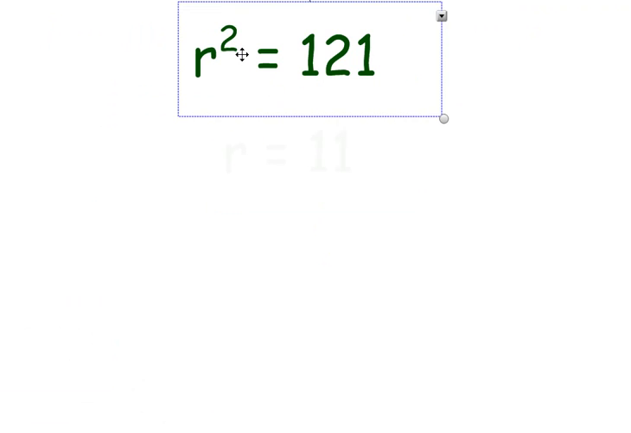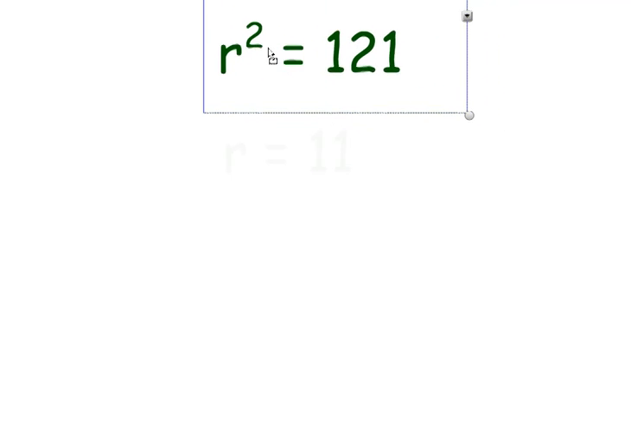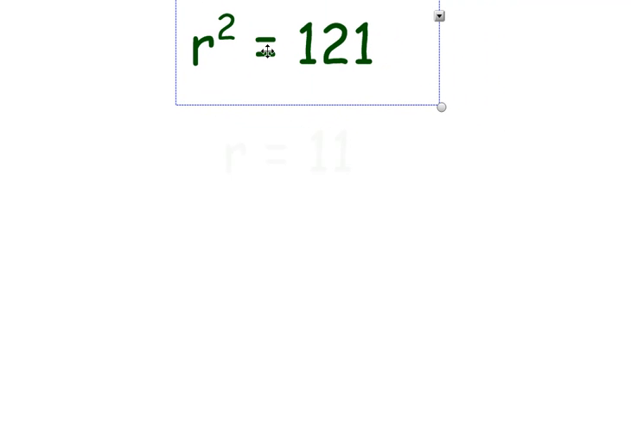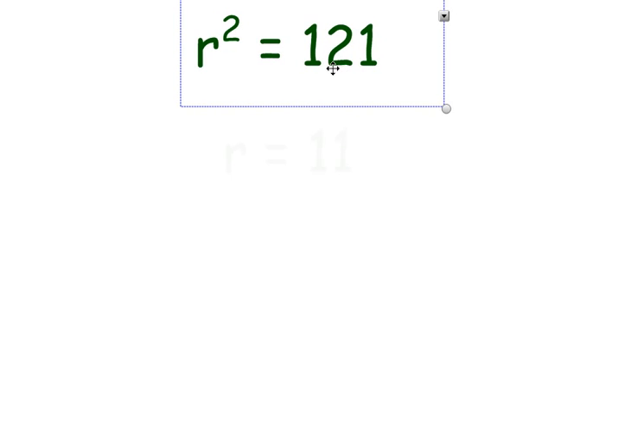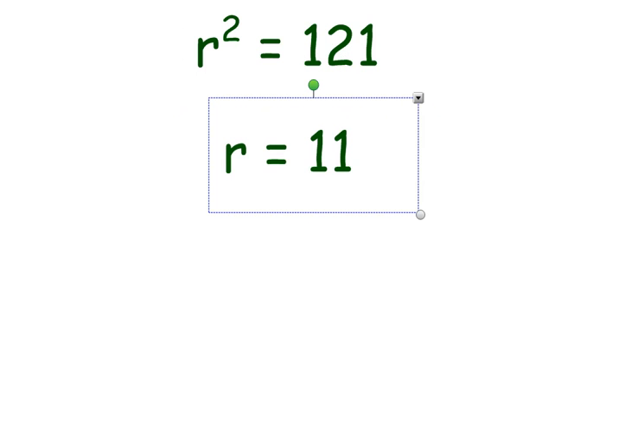We have the radius squared now. We're going to be able to get to the radius very quickly. We know what number we get when we take the radius and multiply it by itself. Not multiply it by 2, multiply it by itself. So something times itself equals 121. We need to take the square root, not divide by 2. We need to take the square root of 121, and the square root of 121 is 11.